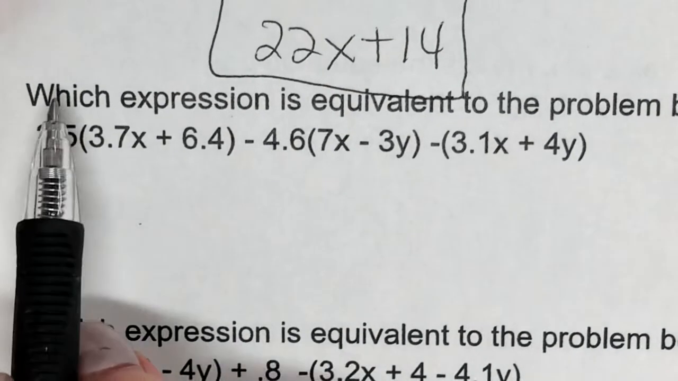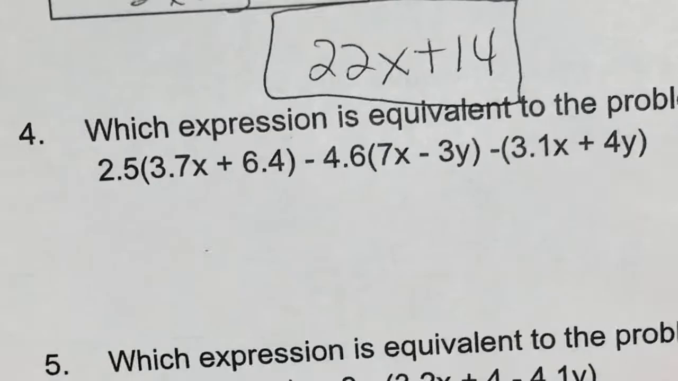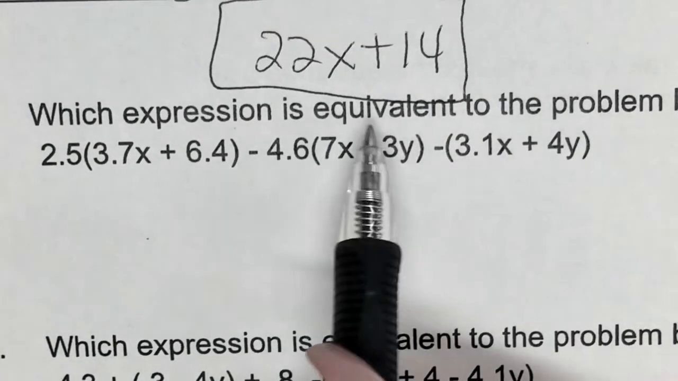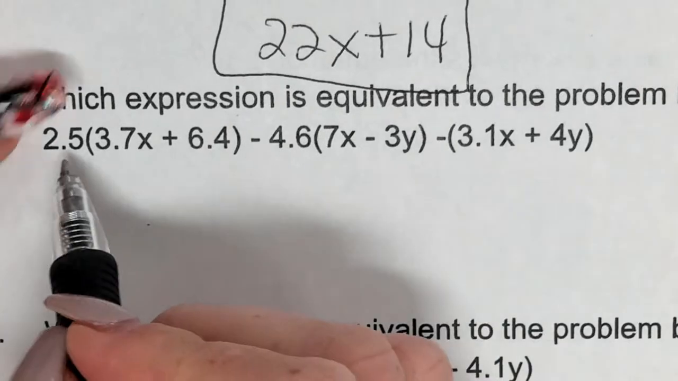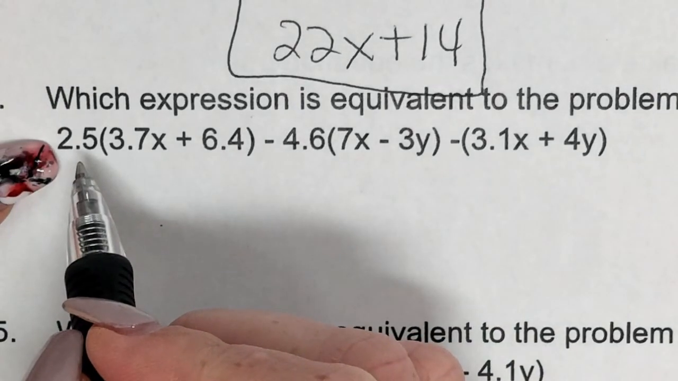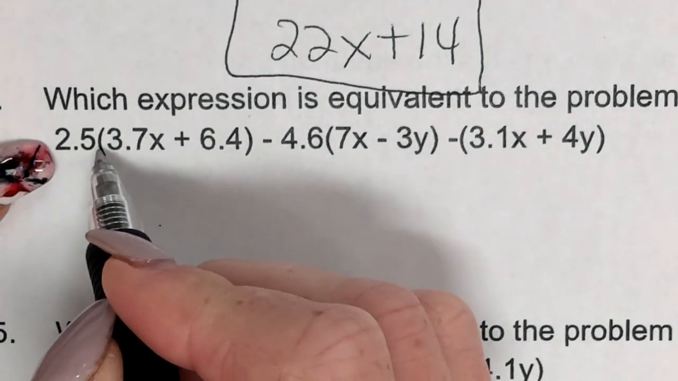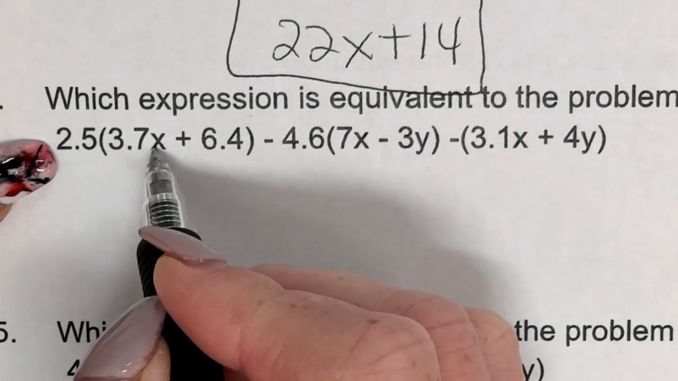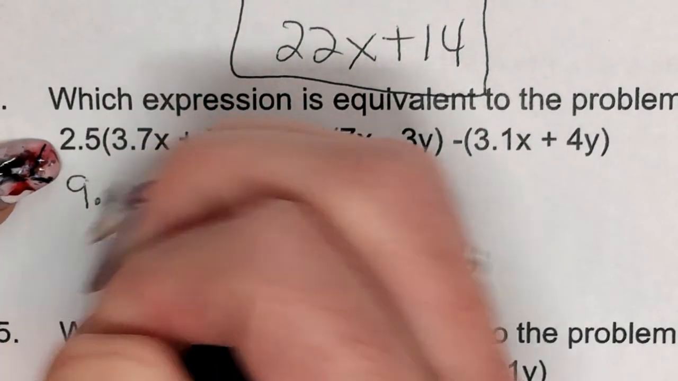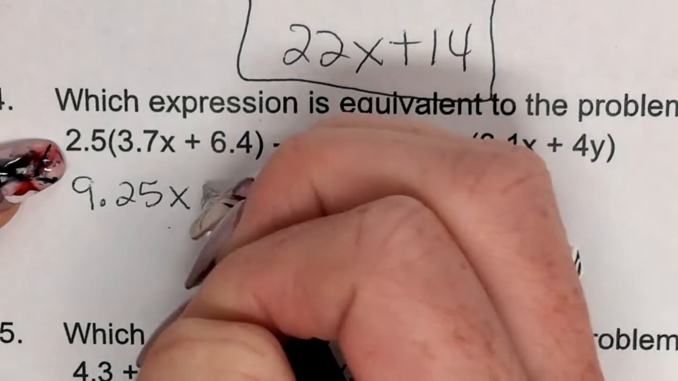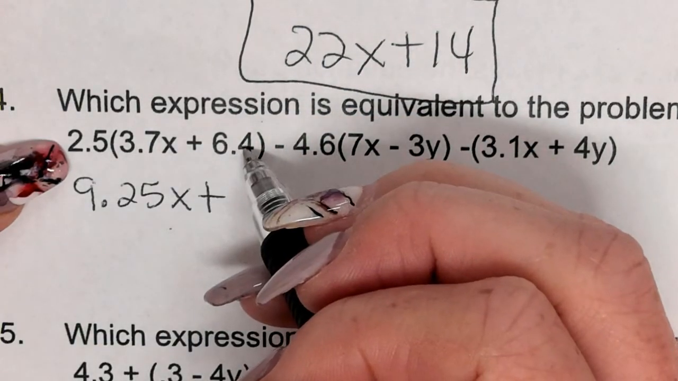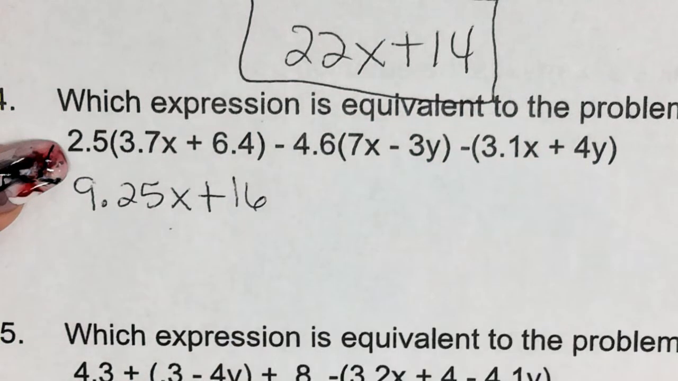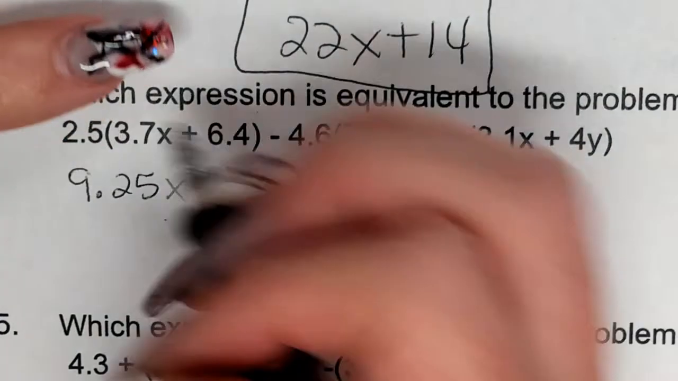Okay, it wants to know which expression, because it's going to be multiple choice, is equivalent. So you have to simplify this. So I have to do distributive property. 2.5 times 3.7x is 9.25x, yes? Okay, plus 2.5 times 6.4 was 16. Are we all good? Okay, we're done with that part.